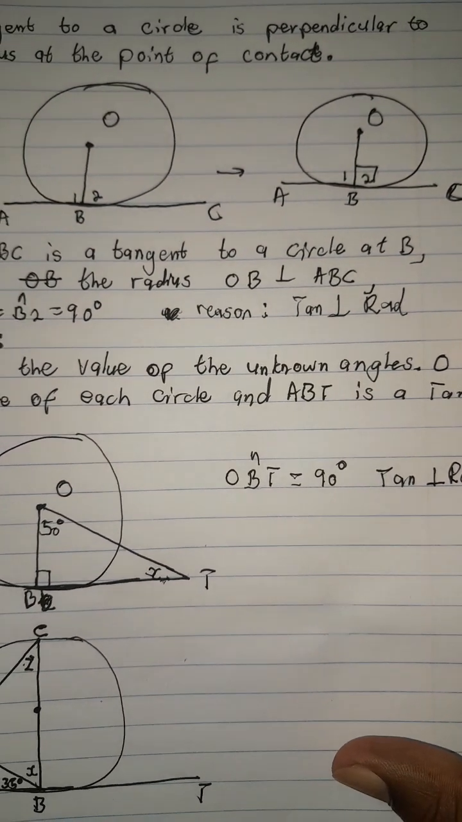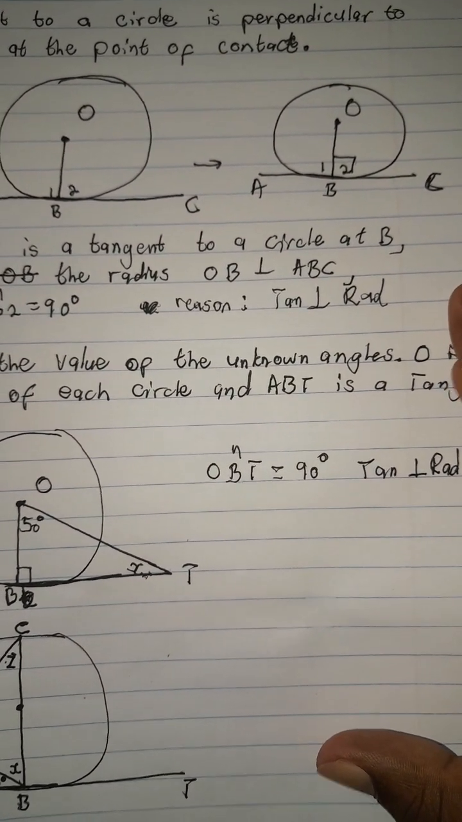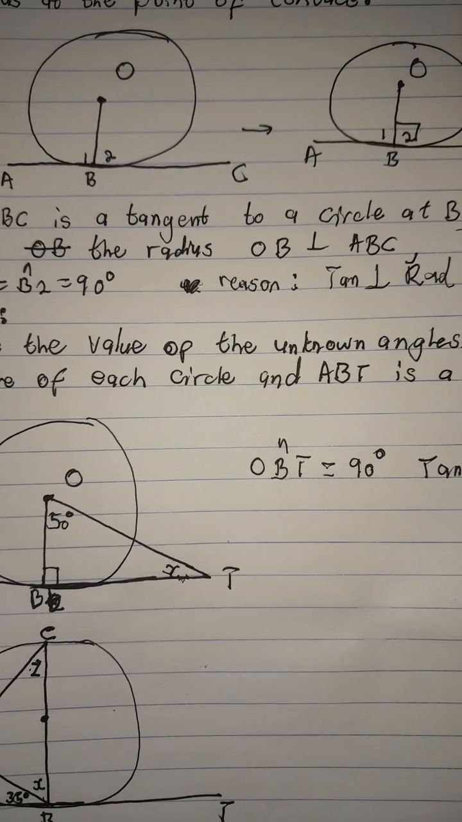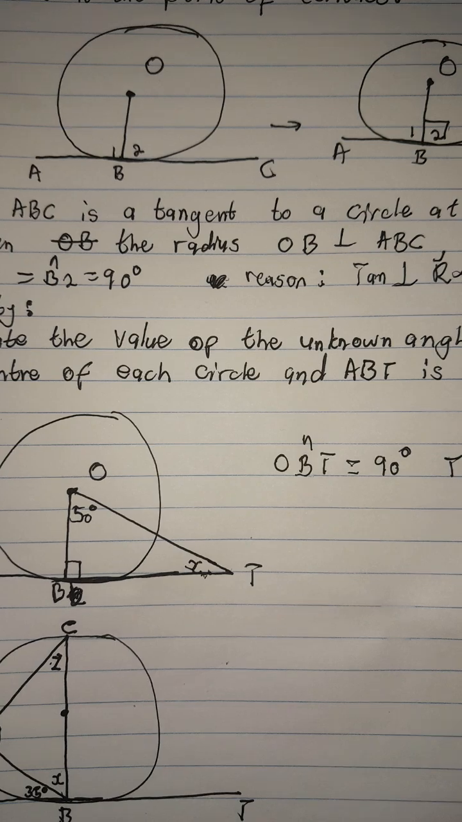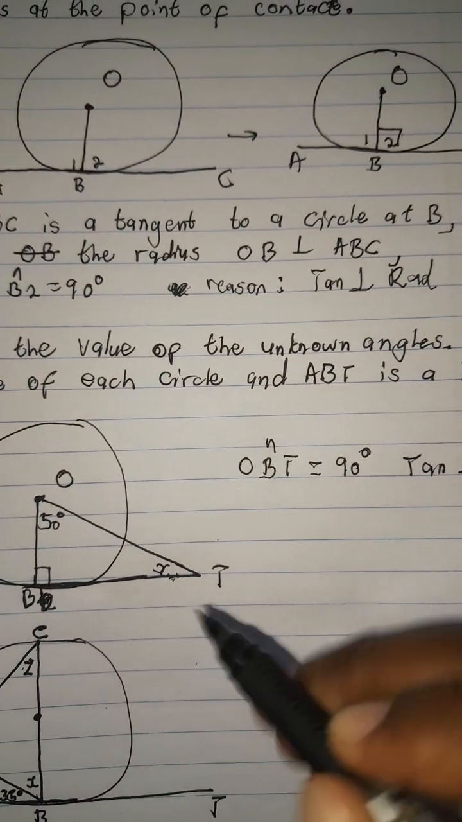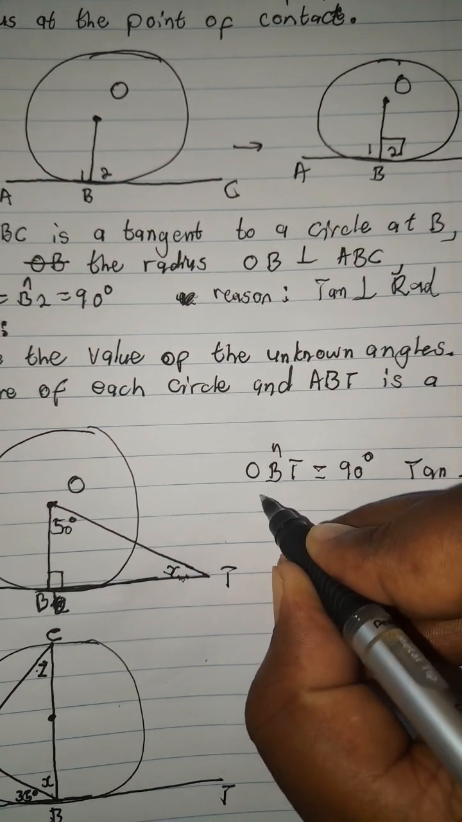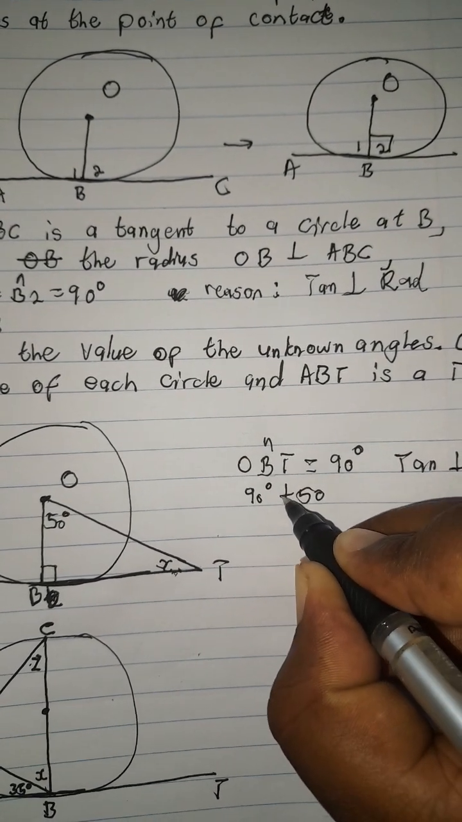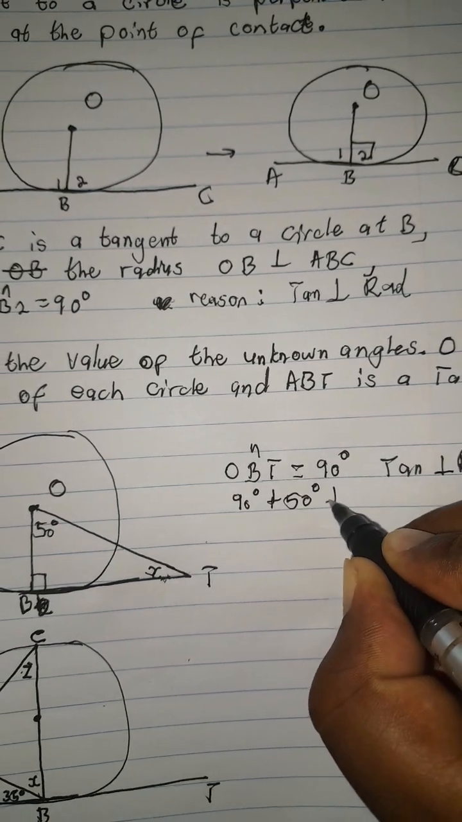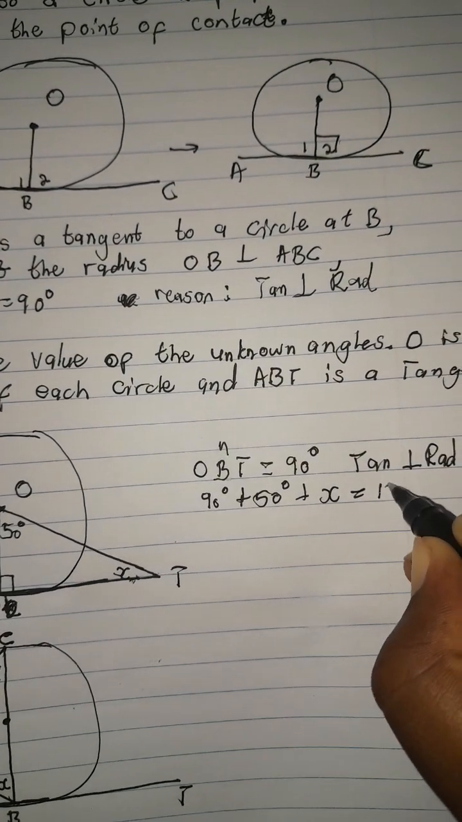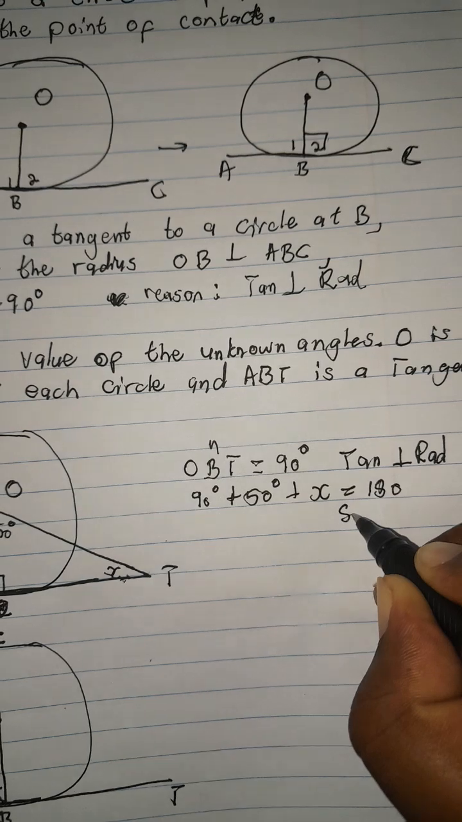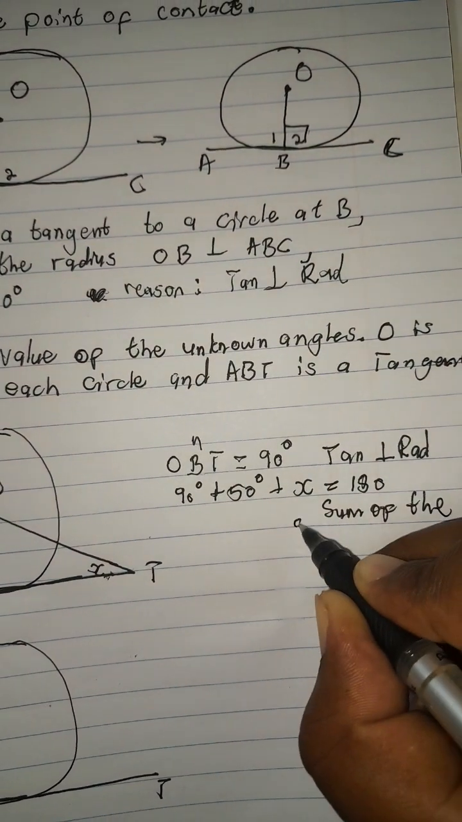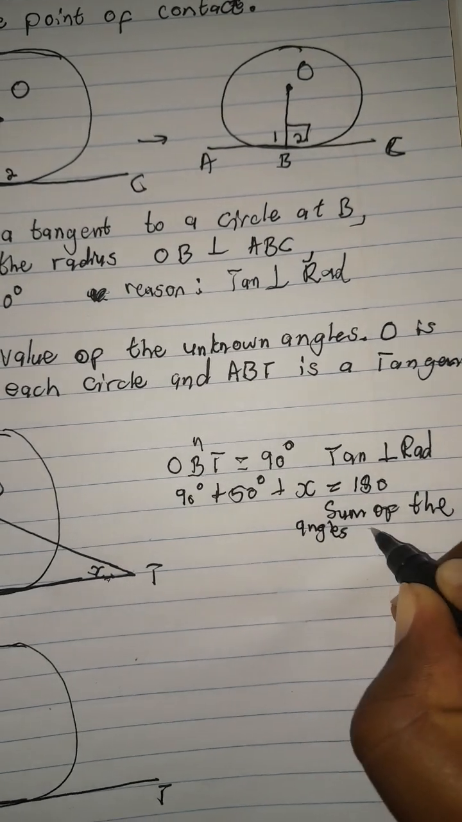So now we need to look at the unknown angle. In this case, the unknown angle is one of the variables, which is x. So since we have 90 degrees, we're going to say 90 degrees plus we also have 50 degrees plus x is equal to 180. Why is it equal to 180? This is because it's the sum of the angles of a triangle.